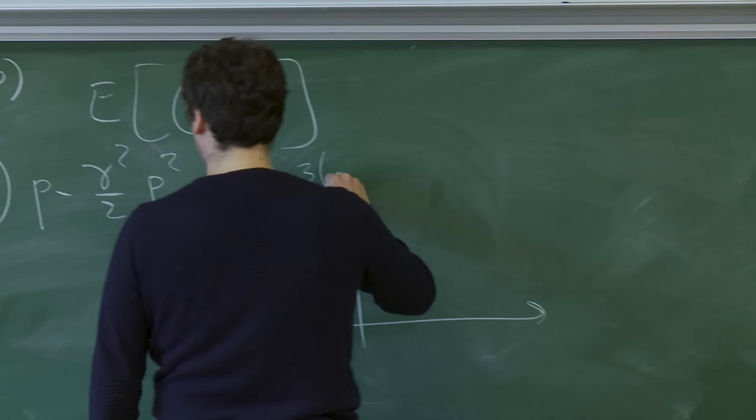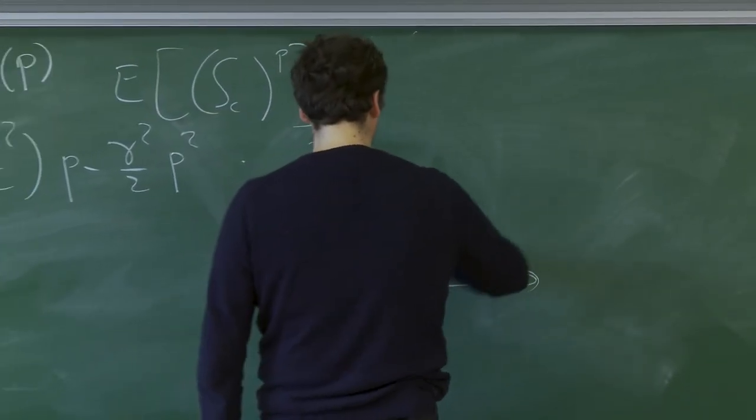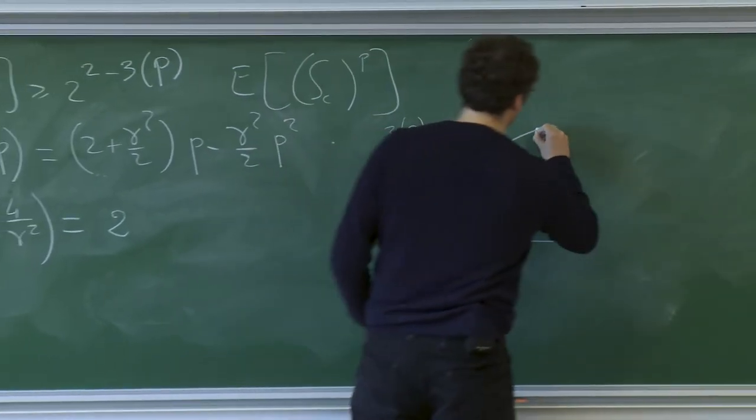So it means that if p is above this guy, what does zeta look like? It's concave, something like this, and then it starts going back down, etc.